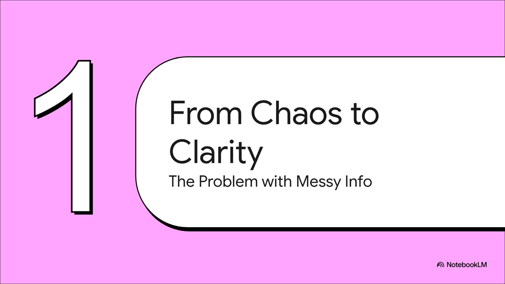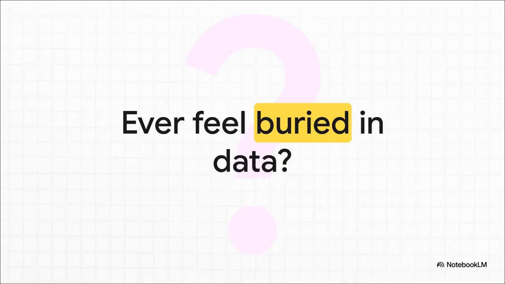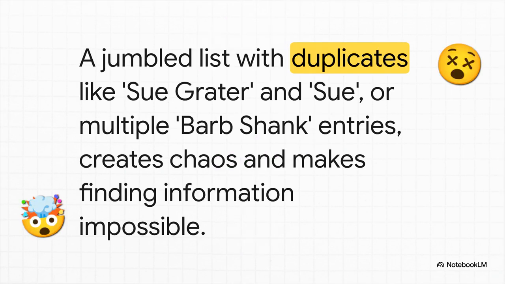All right, let's kick things off by looking at a problem I think we've all felt: the sheer chaos of messy, disorganized information. You know that feeling, right? When you're trying to find just one specific thing, one email, maybe one customer's phone number, in this huge disorganized pile of data? It's that feeling of being completely buried, knowing the answer is in there somewhere, but you have no idea how to find it. It's maddening. And in the real world, this chaos usually looks something like this.